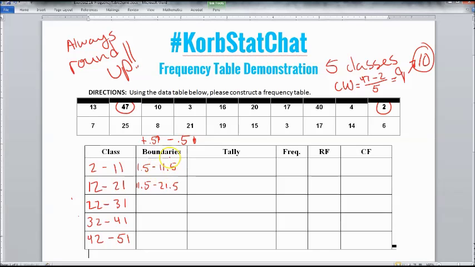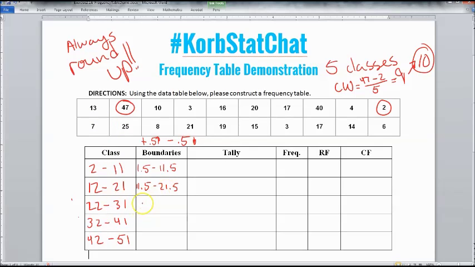And what you should notice here is that the upper bound of class 1 and the lower bound of class 2 are the same, and that's perfect because that means that these bars are going to be touching when we go to draw our histogram later on. And then we have 21.5 to 31.5, and so on and so forth. So as I complete this column, we're talking about boundaries here. This is what we're going to end up graphing later on.